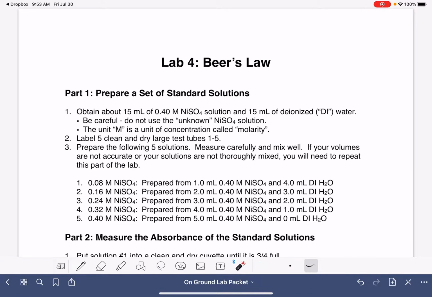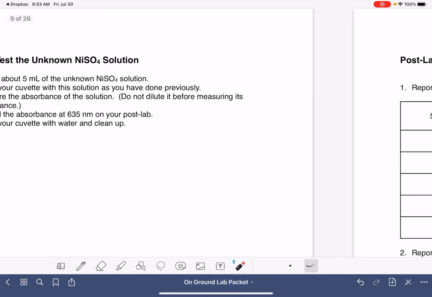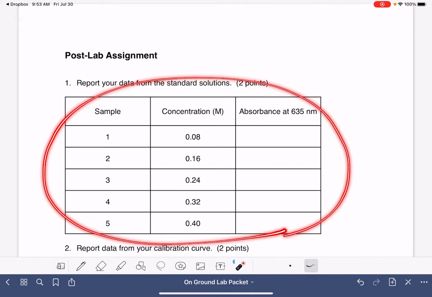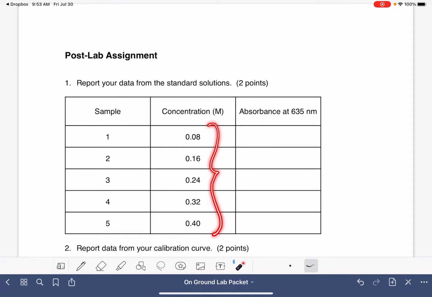In this video, I'm going to walk you through the post-lab problems for Lab 4 Beer's Law. On the post-lab, the first thing that you have is just a data table. This is the data that you've collected in the lab. So these are the 5 solutions that you made, and over here you will have reported their absorbance from the spectrometer. These are just going to be numbers without units.